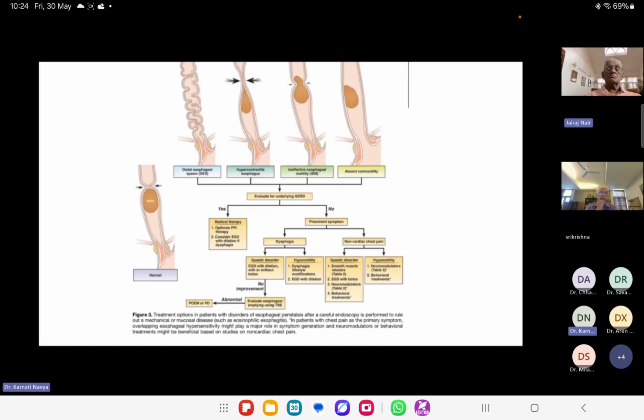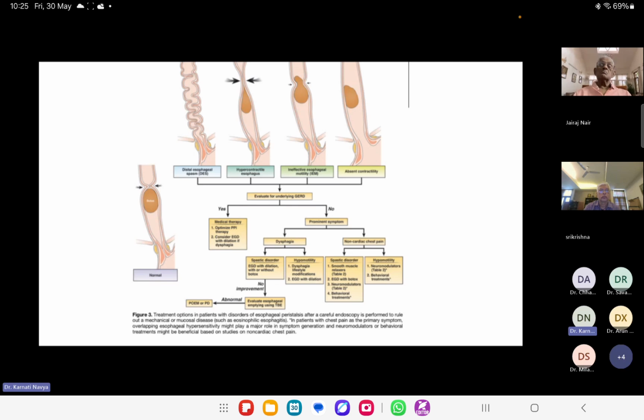These are the management options for peristaltic disorders. In case of diffuse esophageal spasm, hypercontractile esophagus, ineffective motility, and absent contractility, evaluation should be done for underlying GERD. If GERD is present, then medical therapy is optimized with PPI, followed by esophagogastroduodenoscopy with dilatation if dysphagia is present. If there is no GERD but prominent symptoms like dysphagia are present, in case of spastic disorders with dysphagia, esophagogastroduodenoscopy with dilatation with or without Botox injection is performed.